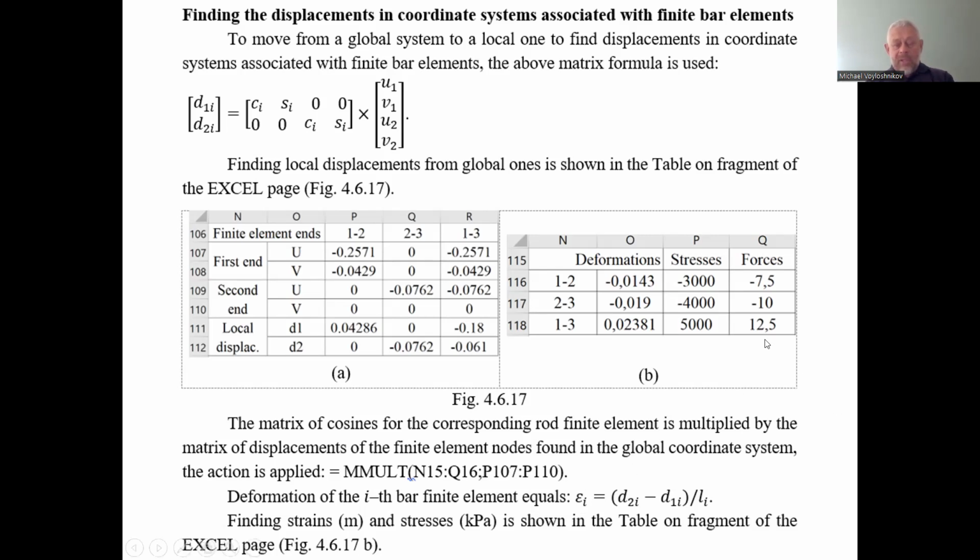So having deformations, we can find stresses. To find stresses, in accordance with Hooke's law, we have to multiply the deformation by the modulus of elasticity, and we have the stresses. And after that, if we multiply the stresses by the transverse section area of each finite element, which is equal for all, we can find the forces. So this is the sequence of solving the problem to find the stresses, forces, and deformations of the flat mechanical system.